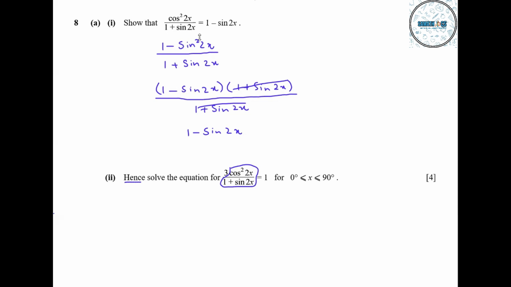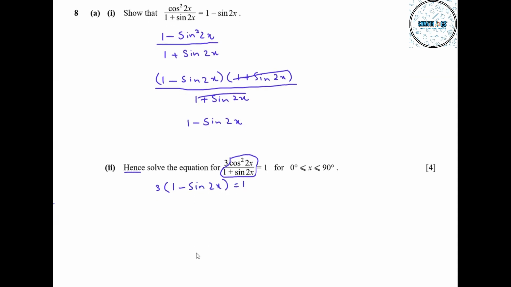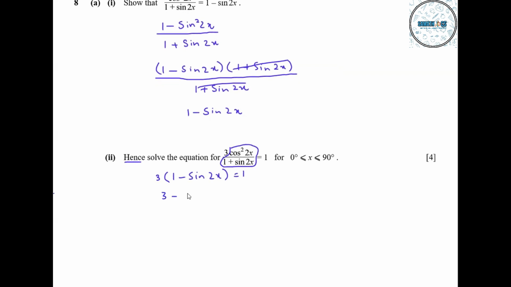So we can replace this by 1 minus sine 2x, as we have already proved it. So in place of cos square 2x upon 1 plus sine 2x, we can write 3 into 1 minus sine 2x is equal to 1. Then we can solve it. We have 3 minus 3 sine 2x is equal to 1. So now we can take 1 on this side and 3 sine 2x on this side, so it will become positive. So 3 sine 2x is to be positive and 1 is to be taken on this side.